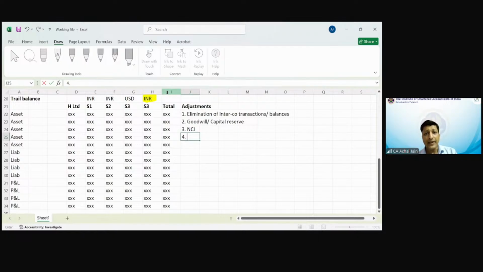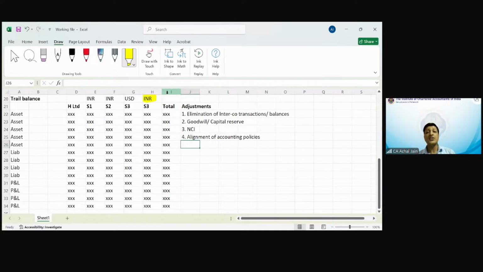Tell me, can you add these two? No, you can't do that. So that's why, what do you need? You need alignment of accounting policies. Yes or no? That's what the auditor will have to check.